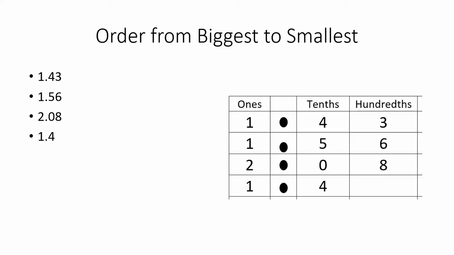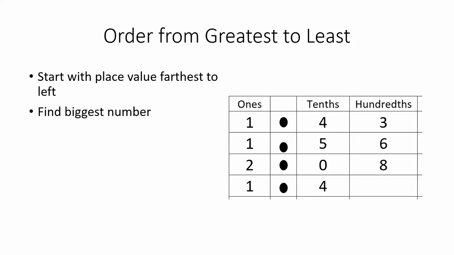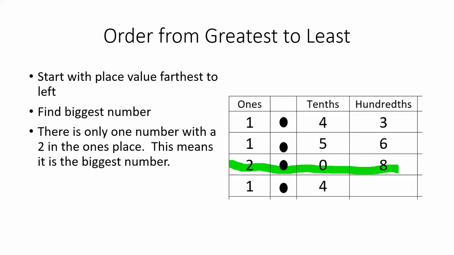So in my first example, I want to order these numbers from biggest to smallest. I just copied them into my grid: 1.43, 1.56, 2.08, and 1.4. I'm going to start by looking at the place value furthest to the left. In this case, that's the ones column, and I'm going to find the biggest number. There's one number that has a 2 in the ones place. Since there's only one of those, I know that 2.08 must be the biggest number.